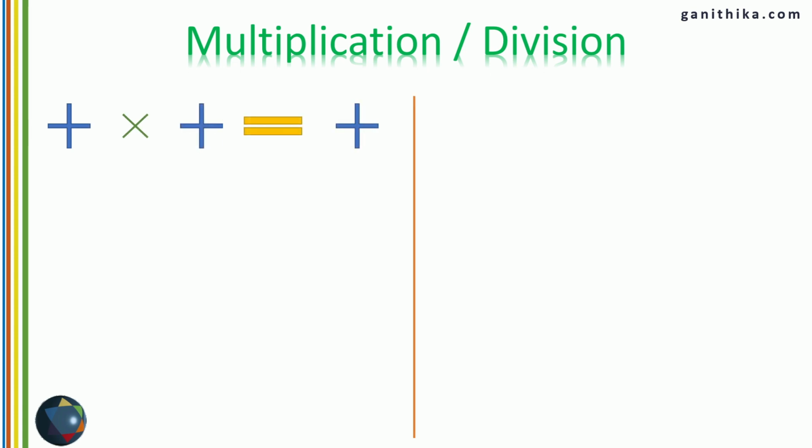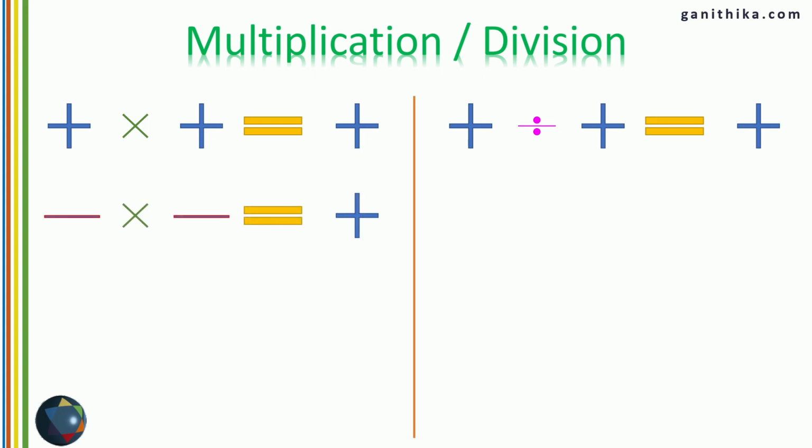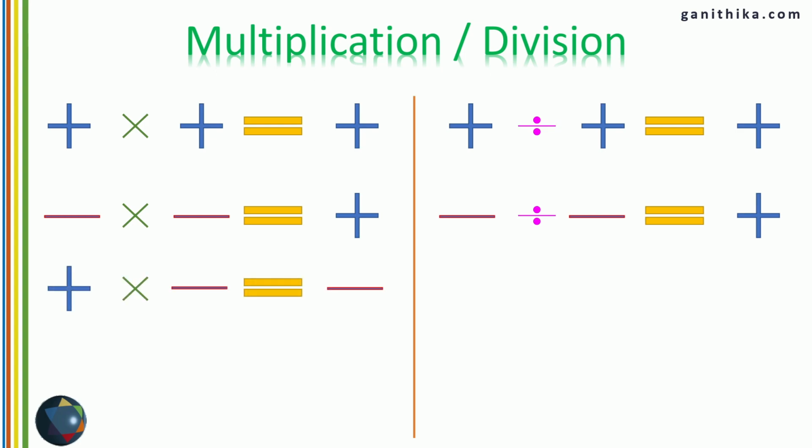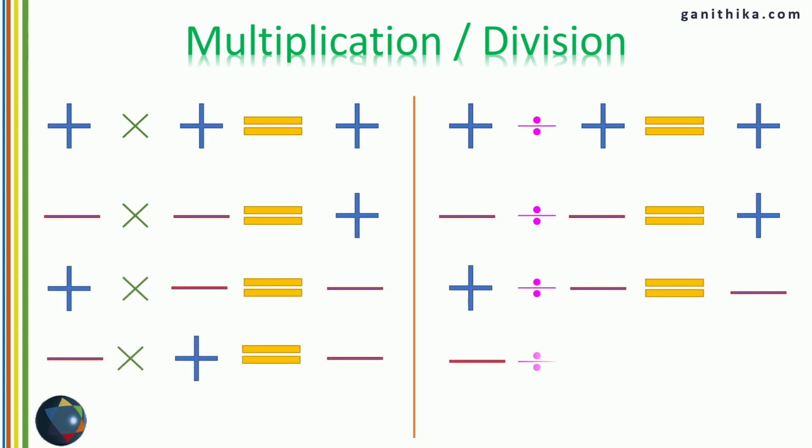Next is multiplication and division together. We'll combine them together and see positive multiplied by positive is positive. Same way, positive divided by positive is also a positive number. Negative multiplied by negative is positive. Negative divided by negative is positive. And positive and negative opposite signs will always give you negative answer. So this is all we have done with the signs of addition, subtraction, multiplication and division with integers.